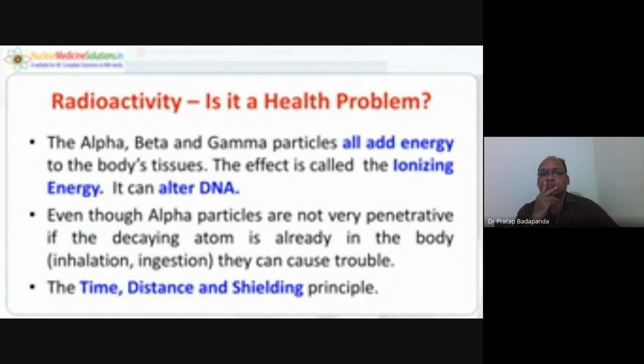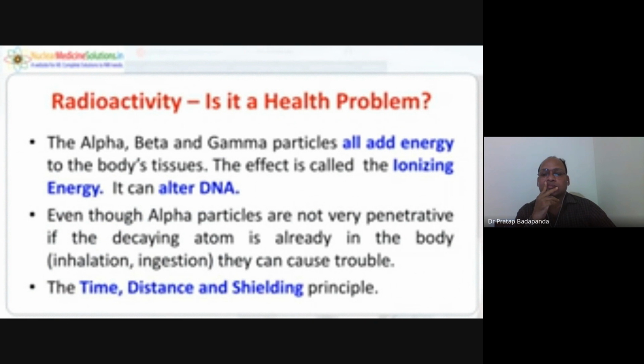Does radioactivity give health problems? We talked about alpha, beta, gamma. They are all ionizing radiation. What do we mean by ionizing radiation? It is going to ionize matter. It means when it comes and interacts with the body, definitely some reaction takes place, some effects take place. Alpha, beta and gamma particles all add energy to the body tissues. The effect is called ionizing energy.